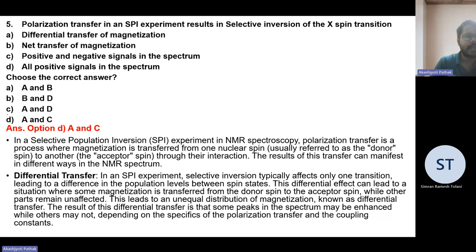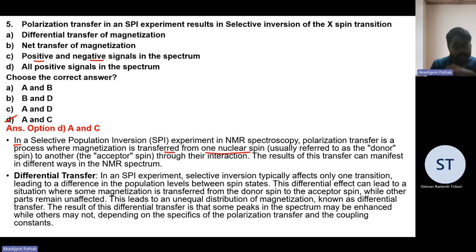So the correct answer here is D, right? A and C. So why is it so? It is because of the differential transfer of magnetization and positive and negative signals in the spectrum. So we'll try to understand this. In a selective population inversion experiment in NMR spectroscopy, polarization transfer is a process where magnetization is transferred from one nuclear spin to another through their interaction.